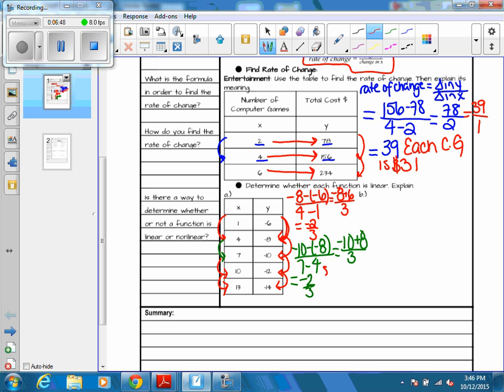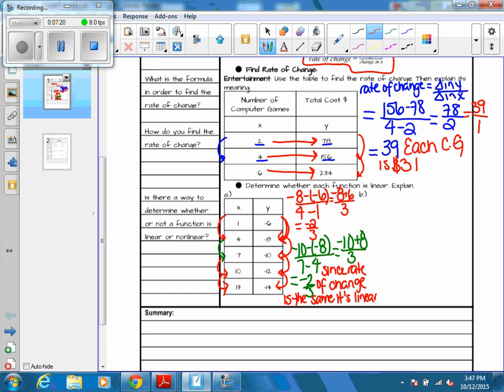So since my rate of change is the same, it is going to be linear.